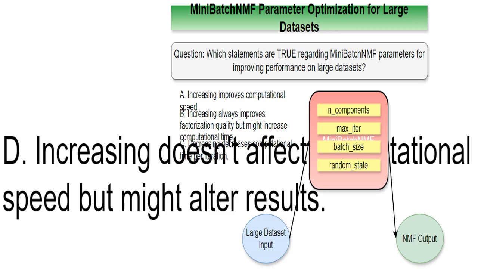The RANDOMSTATE parameter sets the starting point for the algorithm's random number generator. Think of it like choosing a different starting point for a race. It doesn't change how fast someone runs, but it might change the final outcome. Changing this won't make the algorithm faster or slower, but it could lead to slightly different results.